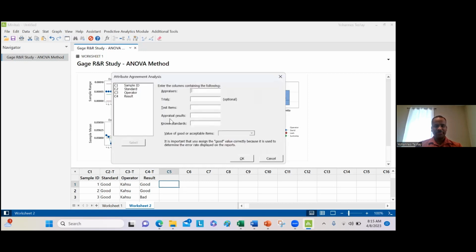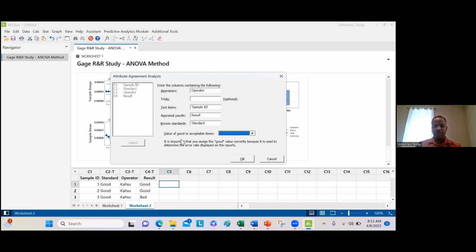So I'm going to go in the appraisers, they are like operator, trial, and trial. Now, like test items, sample ID, appraisal trials, that is the result, and the other is the standard, just like that.